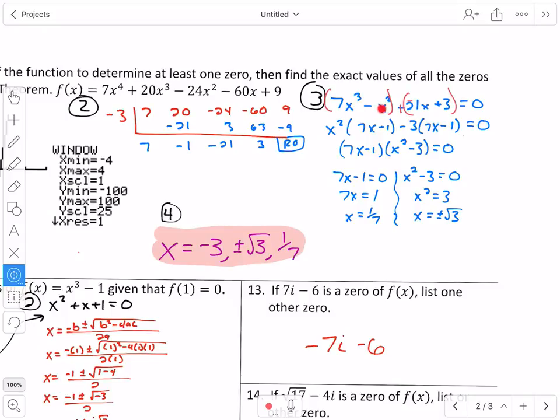GCF each group. GCF of this is x squared, leaving us with 7x minus 1. GCF of this is a -3, leaving us with 7x minus 1. Notice the binomials are the same. Pull it to the front, and then I have an x squared minus 3 as another binomial. Neither factors anymore, set each factor equal to 0. So we end up with an x-intercept of 1/7, a plus or minus square root of 3.